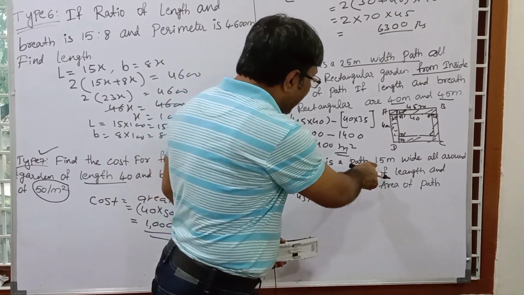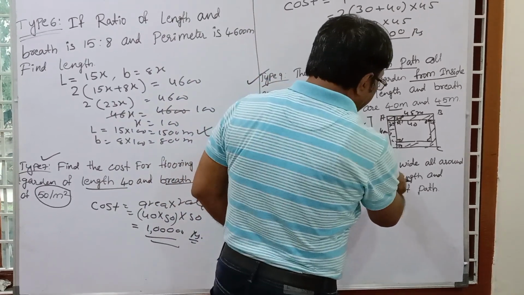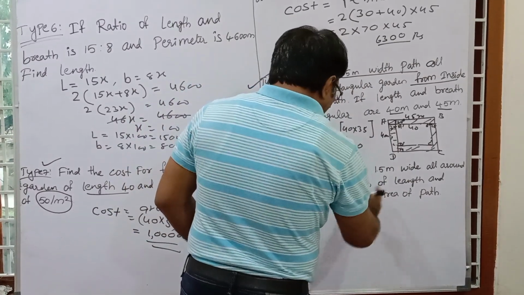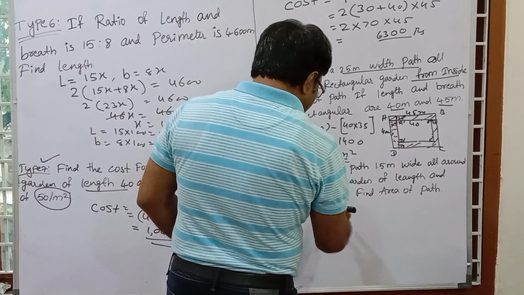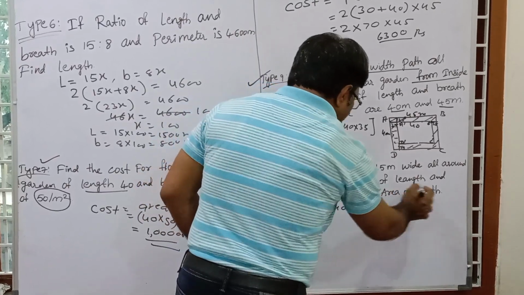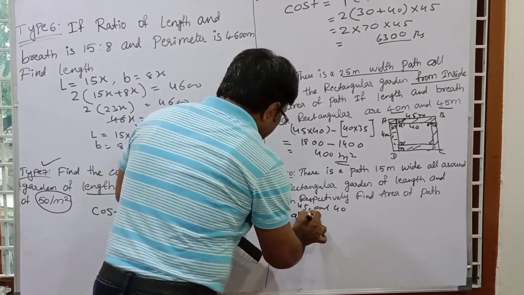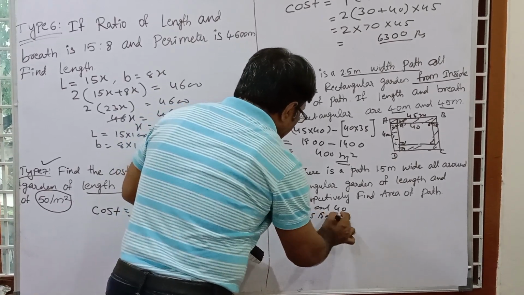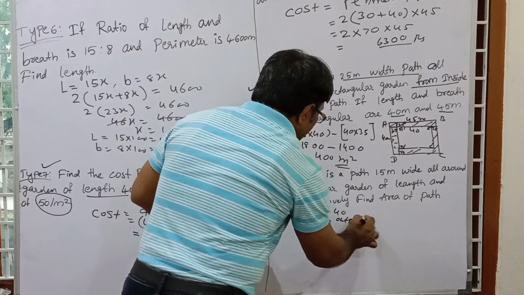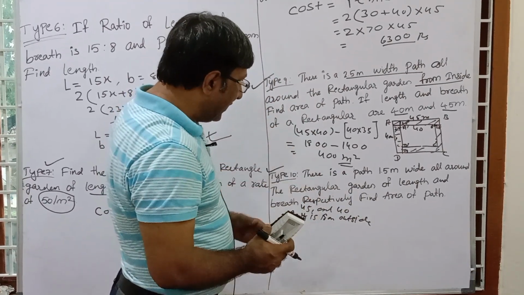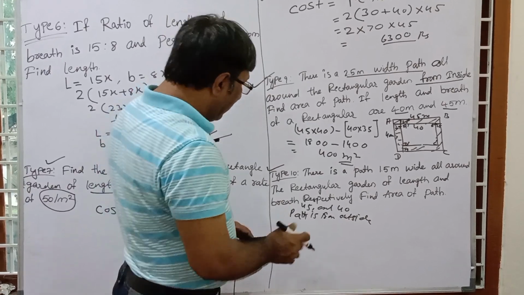There is a path 1.5 meter wide all around the rectangular garden of length and breadth respectively. Suppose the path is from outside, you can write here path from outside. In the earlier question the path was inside, now the path is outside. So for this type of question, what will you do?